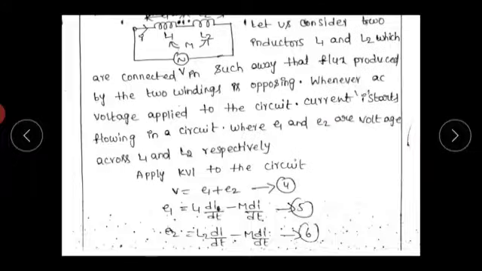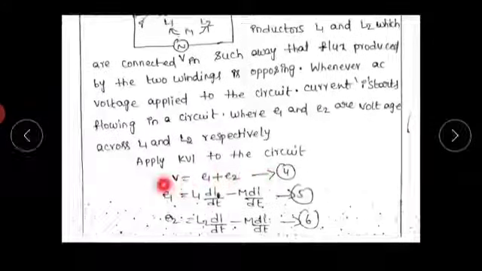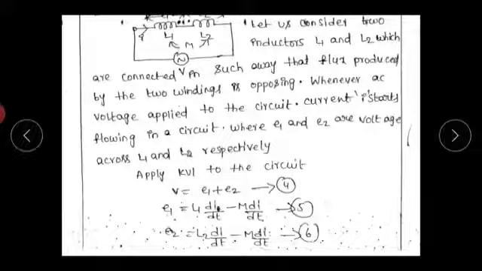So now by applying KVL, we can write V equals E1 plus E2. Here E1 is the first coil induced EMF, E2 is the second coil induced EMF. So coil induced EMF equals self-induced EMF plus mutual induced EMF. Here, because of the current directions, the flux produced by the two inductors are in opposite direction. So the self-induced EMF and mutual induced EMF are also in opposite direction.